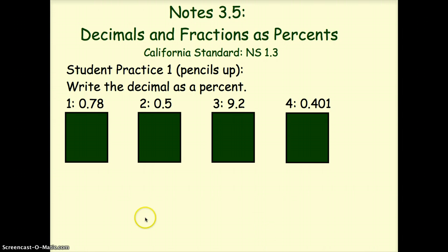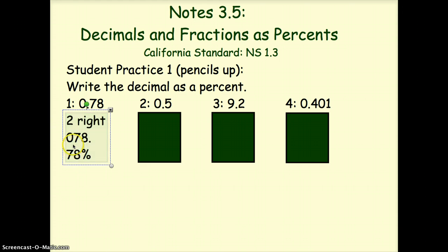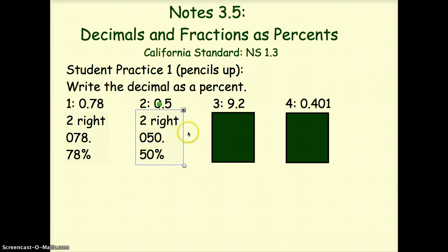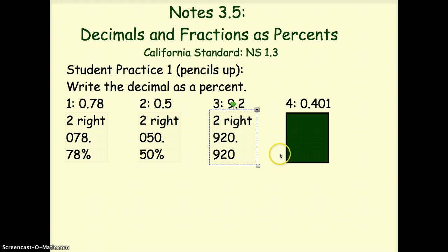Okay, welcome back. Let's take a look and see how you did. Moving 2 places to the right, it ends up on the other side of the 8, and then of course we need to drop the 0 so that it is not there anymore. Moving on to number 2, notice we need to add another 0 so that we can move 2 spaces to the right, and then we drop the 0 in front with 50%. Moving 2 spaces to the right on number 3, we need to add another 0 after the 2. We end up with 920%.